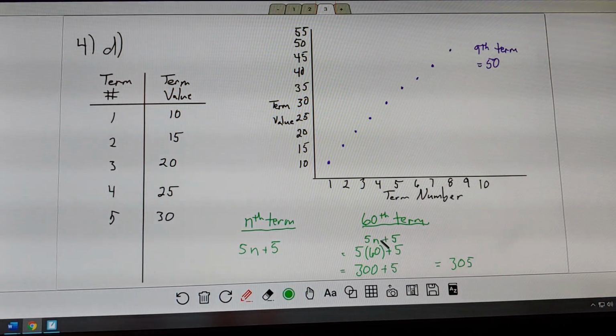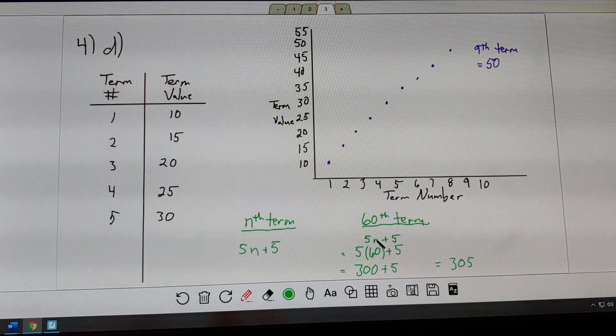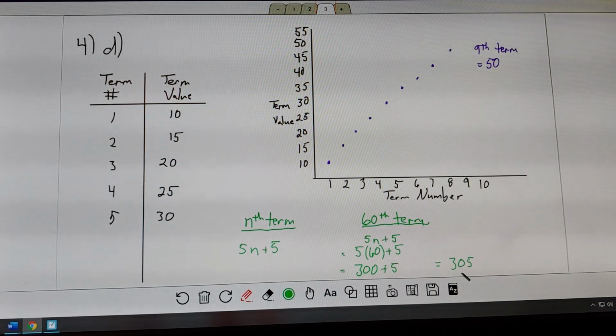Now that we have the nth term, let's use that to predict the 60th term. Write down your nth term. We replace the n with 60, because that's our term number for this one. 5 times 60 is going to be 300, plus the extra 5 gives us 305. Okie dokie.